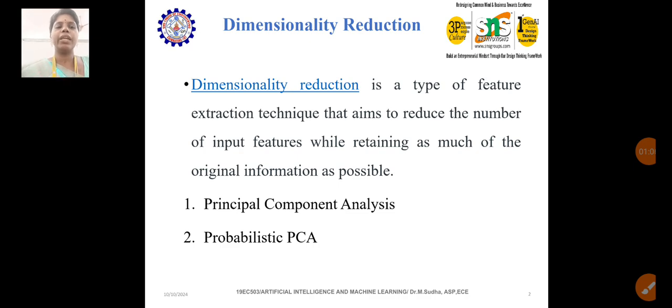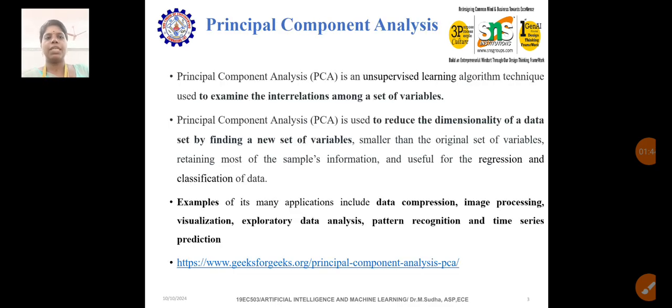So the input data we are giving will be reduced, so the dimensionality is obviously reduced. But the concept behind this is that even if we reduce the dimension, the quality of the output will not be deviated. That is compensated by machine learning algorithms. Two algorithms are especially used for dimensionality reduction in unsupervised learning. The first one is principal component analysis, and the second is probabilistic principal component analysis. We will see what PCA and probabilistic PCA are.